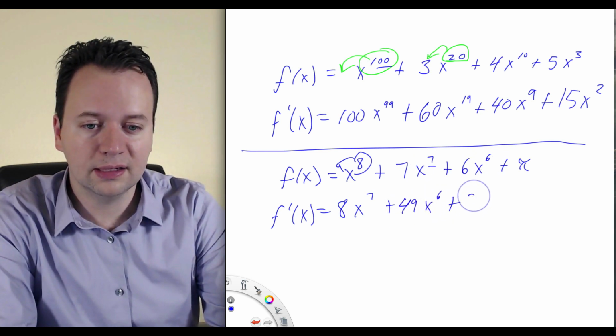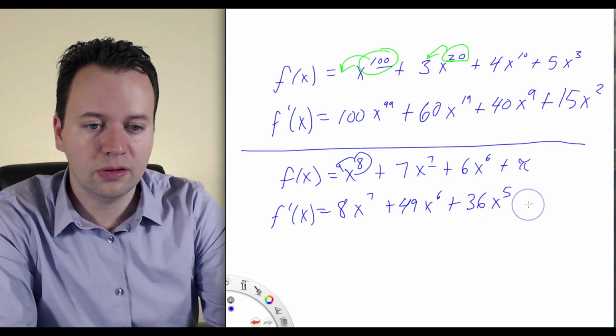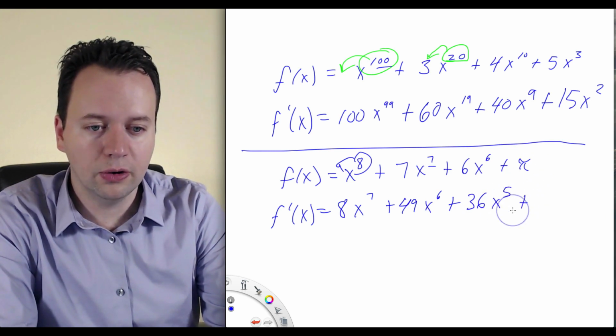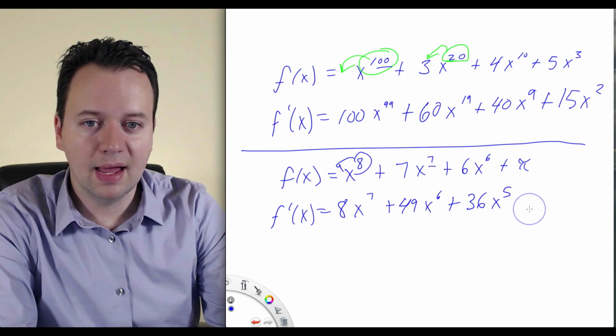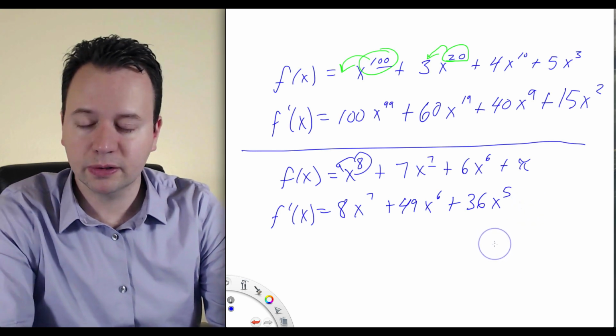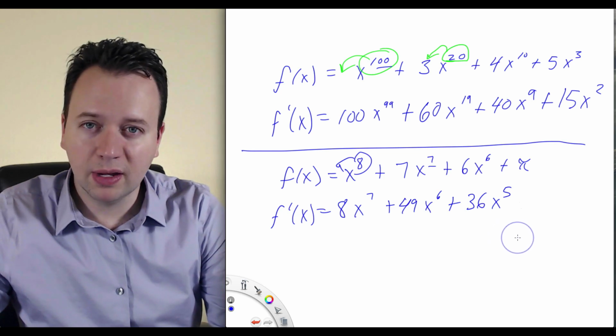6 comes down, 6 times 6 is 36x to the 5th. And the derivative of pi is 0, so the derivative ends right there. And that's how you compute derivatives of polynomials. Next, let's look at the power down rule.